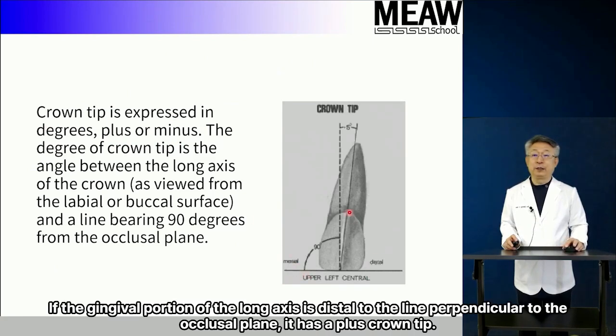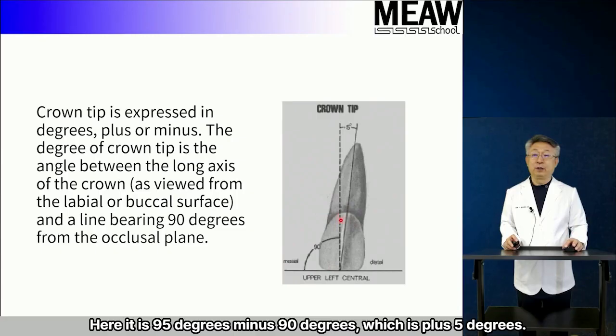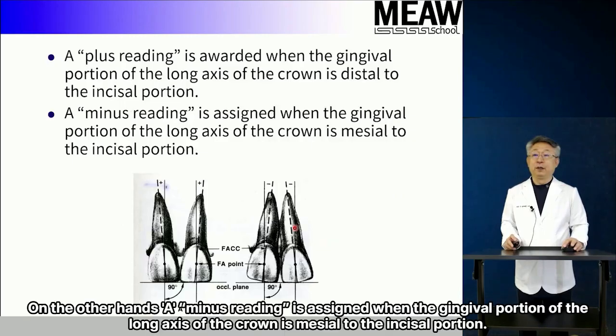If the gingival portion of the long axis is distal to the line perpendicular to the occlusal plane, it has a plus crown tip. Here it is 95 degrees minus 90 degrees, which is plus 5 degrees. On the other hand, a minus reading is assigned when the gingival portion of the long axis of the crown is mesial to the incisal portion.